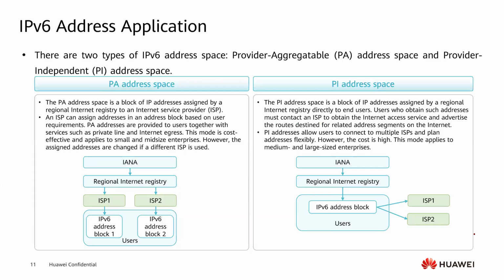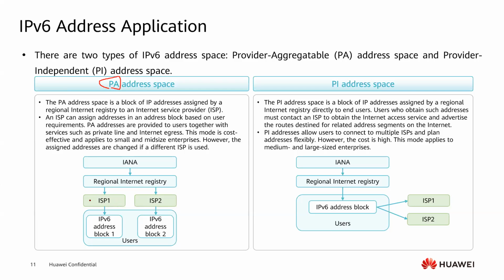Okay, and for the real network, how can we apply for the IPv6 address? There are two methods for us. One is the PA address space, another is the PI address space. For the PA, IANA assigns this part of the address to the regional internet registry, and the regional internet registry will assign this part of the address to the ISP.